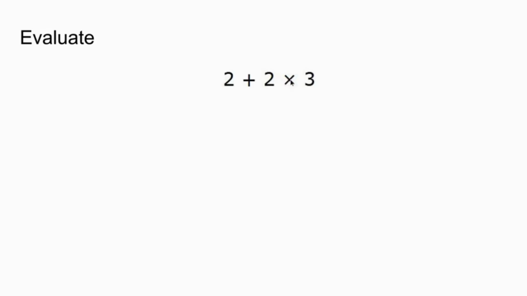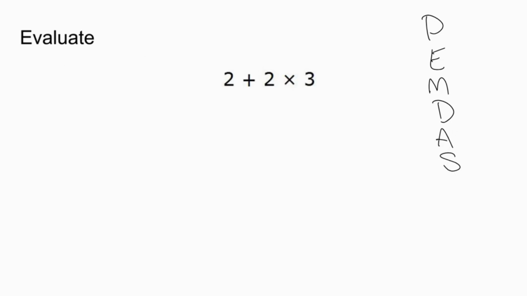Evaluate 2 plus 2 times 3. Now, whenever you are evaluating a numerical expression and you have several operations going on, you use what's called the order of operations. And a way to remember the order of operations is a little rule called PEMDAS. So I'm going to write out PEMDAS off to the side.